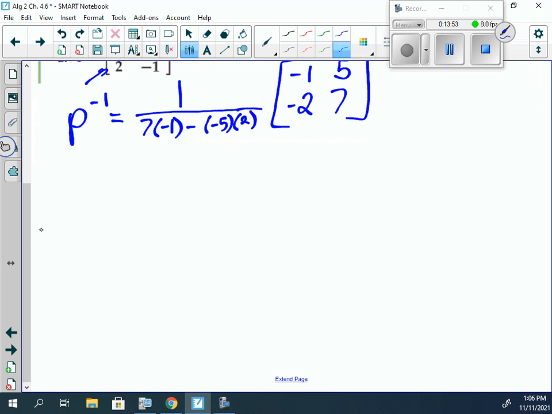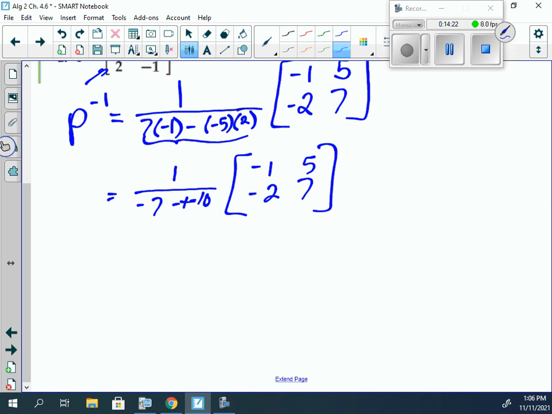Well, the next thing we need to do is simplify the denominator, the bottom of this fraction. We could type this onto a calculator and it would give us the answer, or we can do it by hand. 7 times negative 1 is negative 7, minus negative 5 times 2, which is negative 10. But negative and negative would make a positive. So we have negative 7 plus 10. Well, what is negative 7 plus 10? 3.